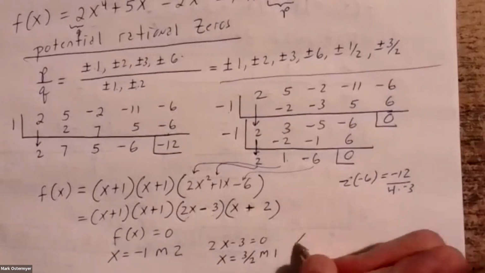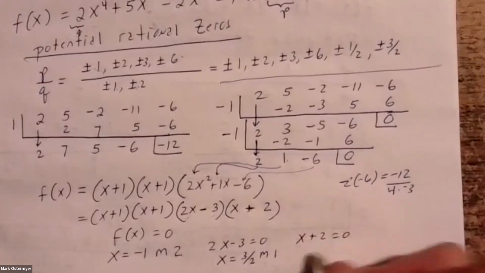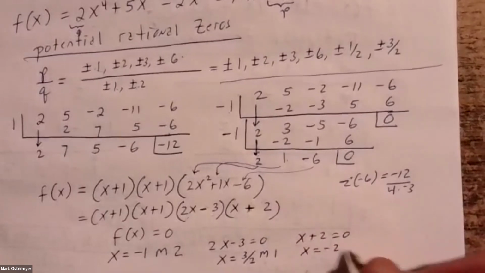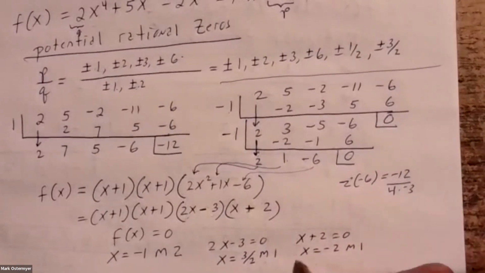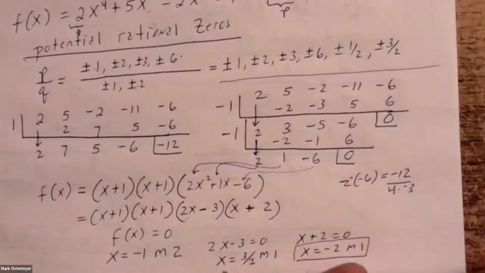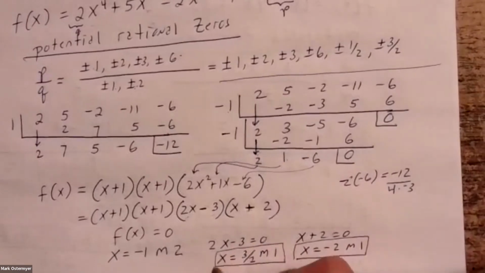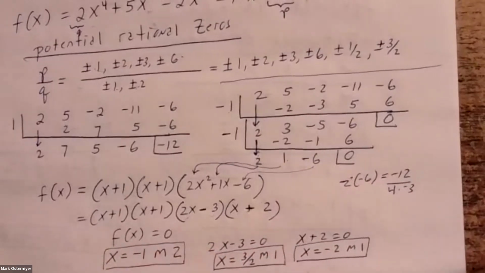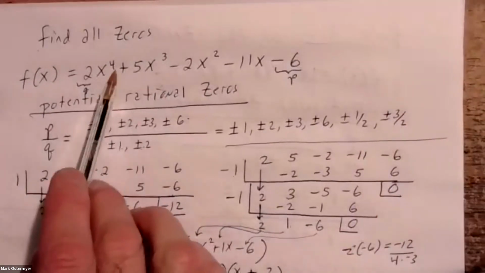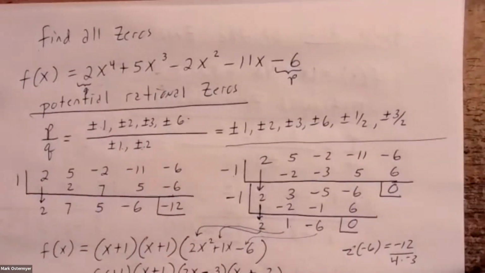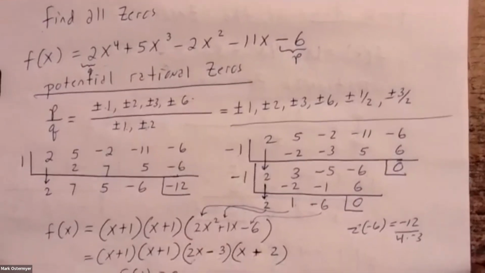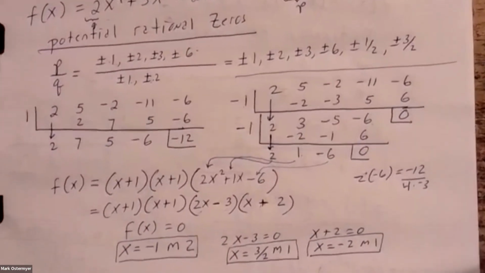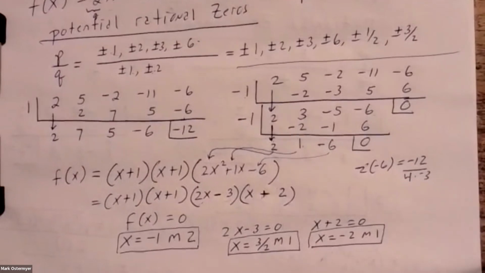And notice 3/2 is a zero of multiplicity 1. And then setting this factor equal to 0 and solving for x, we get x equals -2 of multiplicity 1. We found all our zeros. Notice the sum of these multiplicities, ladies and gentlemen, add up to the degree of our polynomial. 2 plus 1 plus 1 is 4, and that's exactly what the degree of this polynomial was, 4th degree. That's not just a coincidence. That is actually a guarantee by what's called the fundamental theorem of algebra.